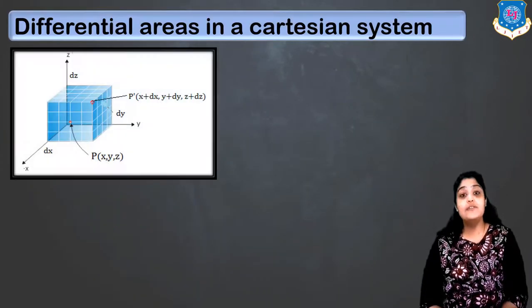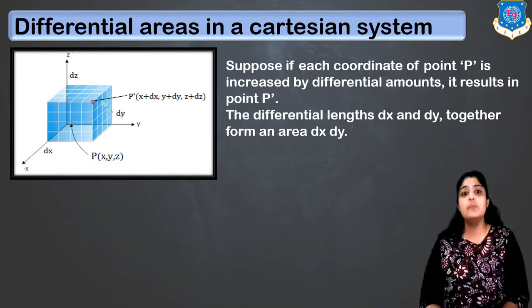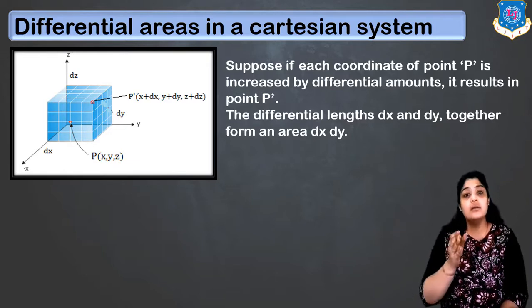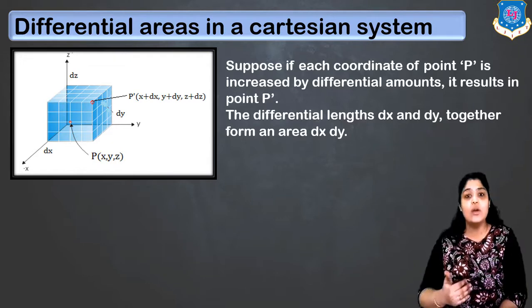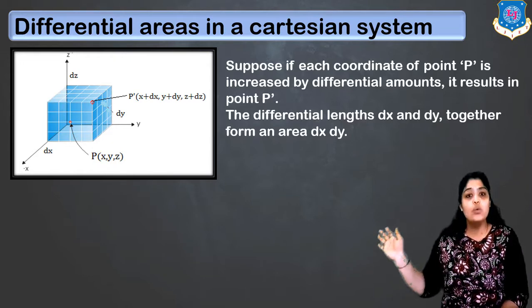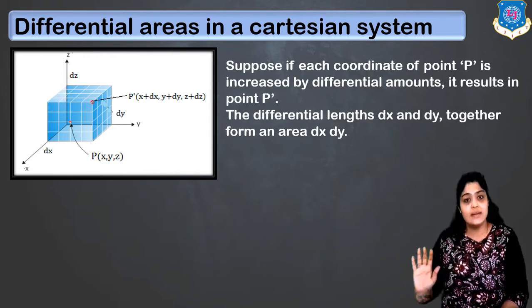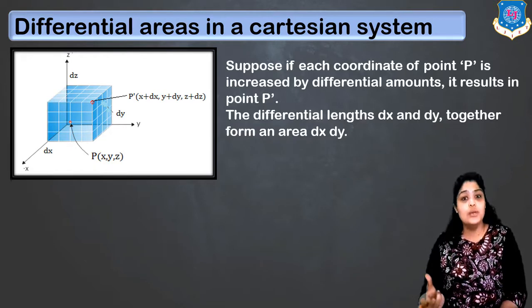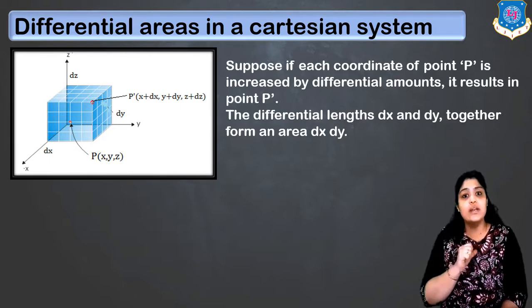Next, we have differential areas in a Cartesian coordinate system. Here in the diagram, I have shown a point P dash, wherein P dash is obtained by increasing the x coordinate by amount dx, the y coordinate by an amount dy, and the z coordinate by an amount dz. So I have the coordinates of P dash as x plus dx, y plus dy, z plus dz. Clear? Suppose I consider only the first two, because area is a multiplication of two units. So suppose I consider the xy plane, wherein the x and y coordinates have shifted.